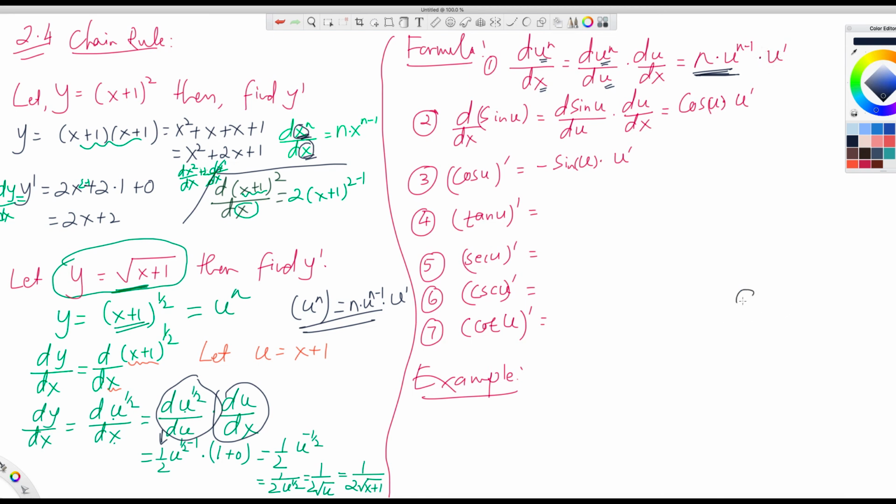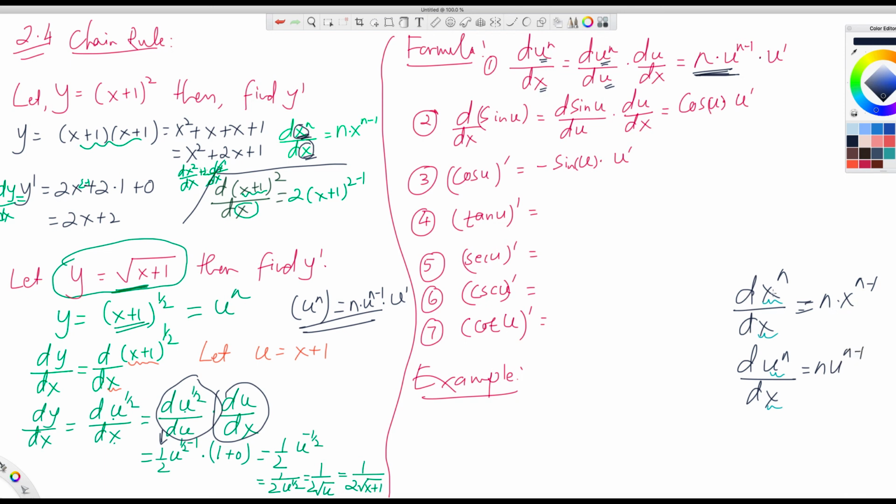Remember that if you have dx^n over dx, see, they match. If they match, then you can do n x^(n-1) because they match. These two bases match. But if they don't match, then what do we do? Take du^n over dx. They don't match here, right? You see that? There is u, there is x. In this case, what you do is you still use n u^(n-1).